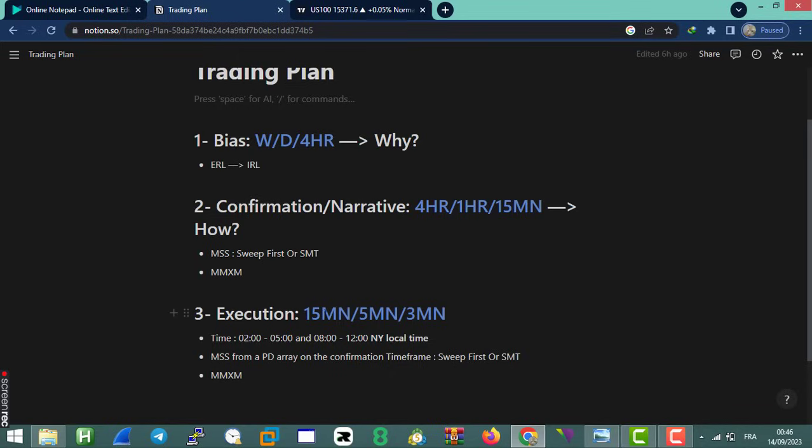We're going to use the 15-minute, the 5-minute or the 3-minute time frame to look for entries. And keep in mind, we have a time window, which is from 2 a.m. to 5 a.m. and from 8 a.m. all the way to 12 p.m. New York local time. We want to see a market structure shift from a PD array on the confirmation time frame.